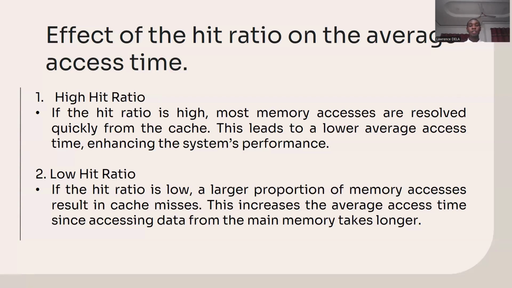So let's look at the low hit ratio. If the hit ratio is low, a larger proportion of memory accesses results in cache misses. This increases the average access time, since accessing data from the main memory takes longer.